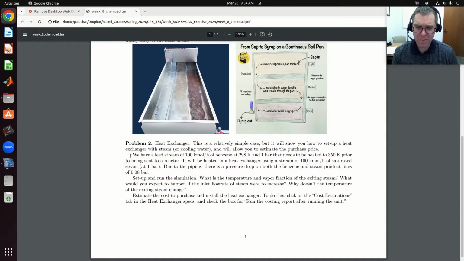We have a feed stream of 100 kilomoles per hour of benzene at 298 Kelvin and 1 bar that needs to be heated to 350 Kelvin prior to being sent to a reactor. It'll be heated in a heat exchanger using a stream of 100 kilomoles per hour of saturated steam at 1 bar. Due to the piping, there is a pressure drop on both the benzene and steam product lines of 0.08 bar. Set up and run the simulation, and then answer some questions based on it. We'll include trying to get a purchase and install cost.